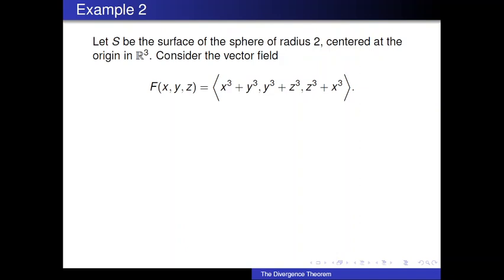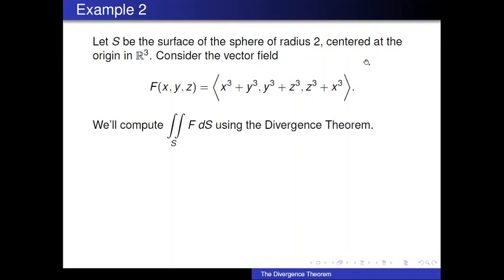Let S now be the surface of the sphere of radius 2 centered at the origin. And on that sphere, let's consider the vector field big F, whose first component is x cubed plus y cubed. Its second component is y cubed plus z cubed. And its third component is z cubed plus x cubed. Now, again, we're going to trade the surface integral of f along S for the ordinary triple integral of the divergence of f along the region that S encloses.